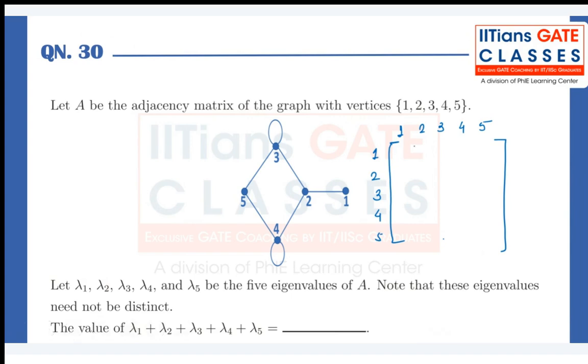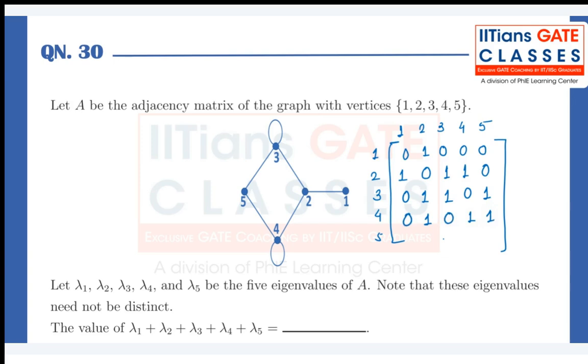So 1 is adjacent to 2 only, and at all other places it is not adjacent to any other number, right? It is not adjacent to 3, 4, 5. So that's why 0, 0. 2 is adjacent to 1, 3, and 4. So it is 1 here, 1 here, and 1 here. It is not adjacent to 2 and 5. 3 is adjacent to 2, 3, and 5. So it will be 1, 1, and 1. The rest of the places it is 0, 0. 4 is adjacent to 2, 4, and 5. So it will be 1, 1, and 1. The rest of the places it is 0, 0.